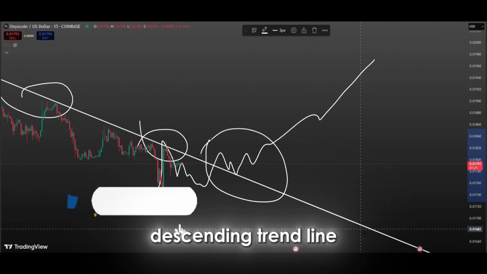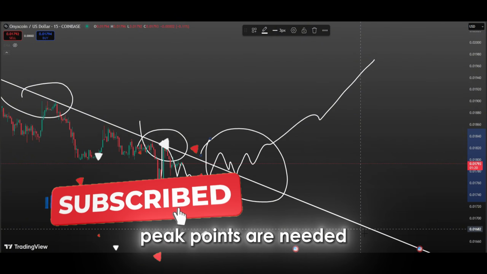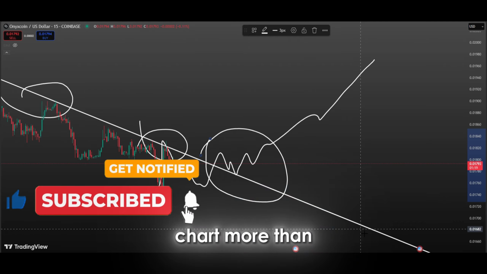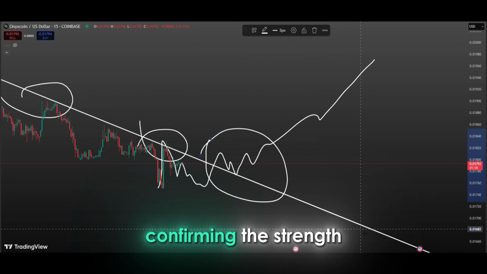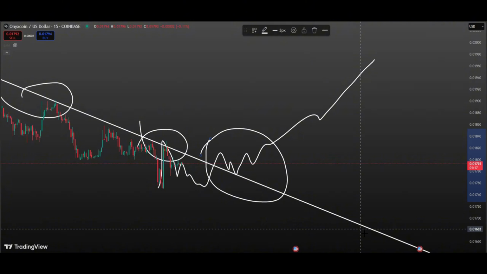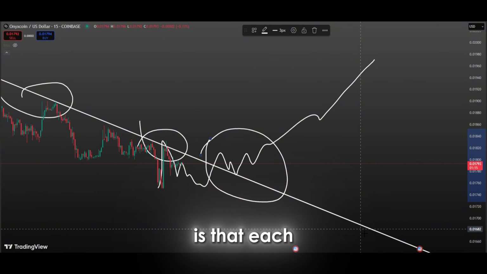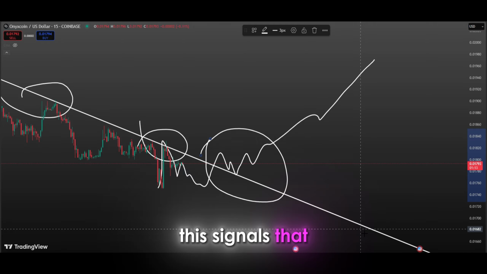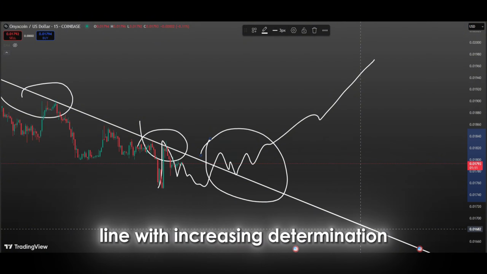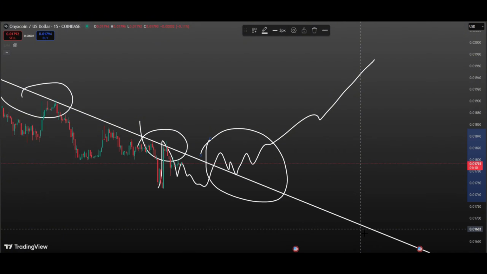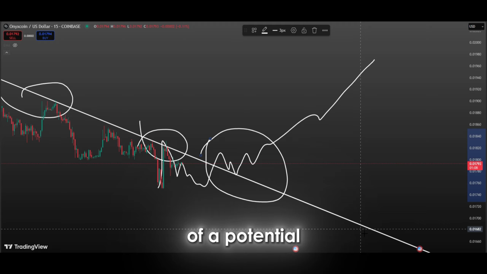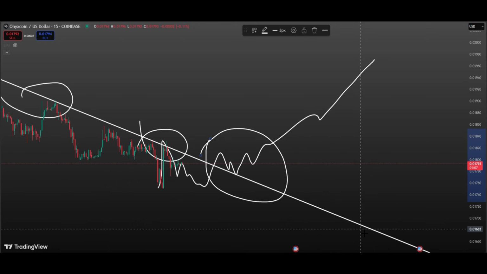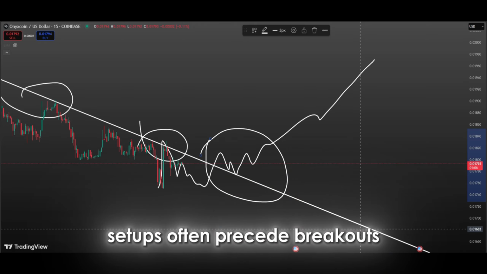To draw a descending trend line, at least 2 peak points are needed. But in this chart, more than 3 peaks can be observed, confirming the strength of the descending trend. However, another notable detail is that each new peak seems to be met with less aggressive selling pressure. This signals that sellers are losing strength, while buyers are pushing the price toward the trend line with increasing determination. In other words, there are signs of a potential shift in the market. These kinds of setups often precede breakouts.